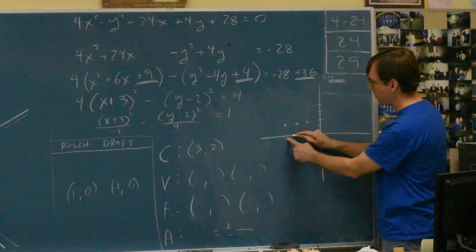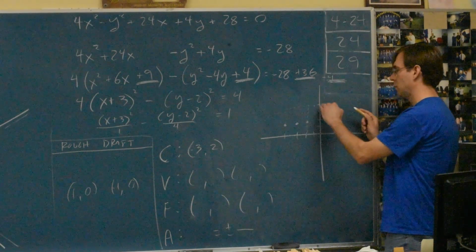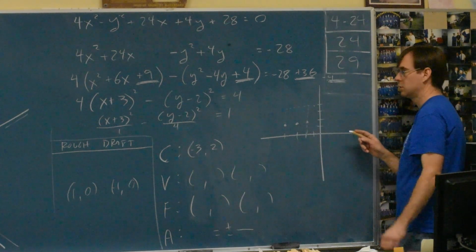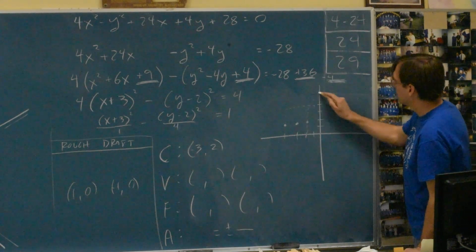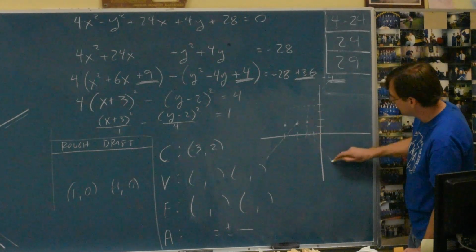I'm not going to do the bottom of the box because I'm on the x-axis, but the top of the box would be 4 high because the center was 2 high. Asymptotes, little dotted corner to corner action.